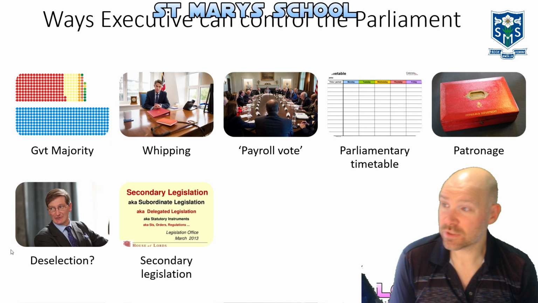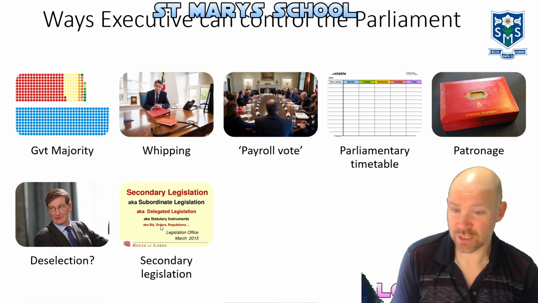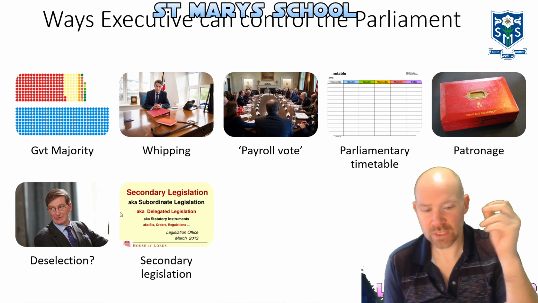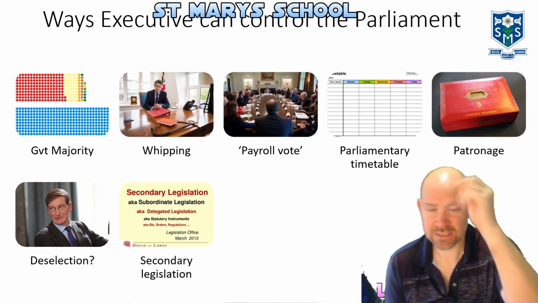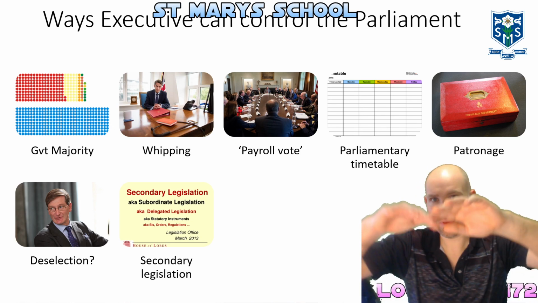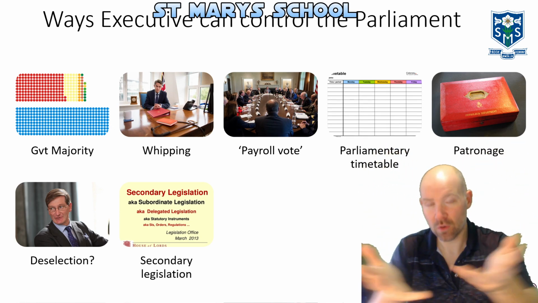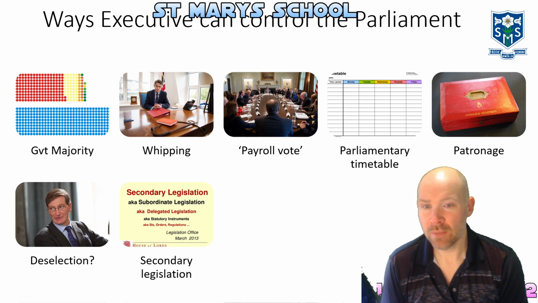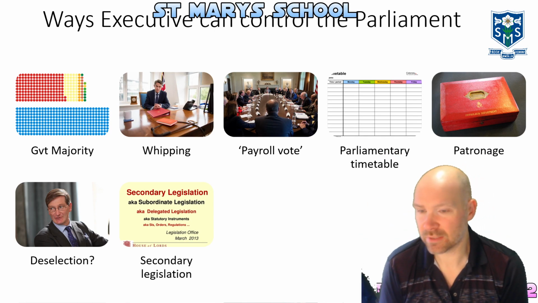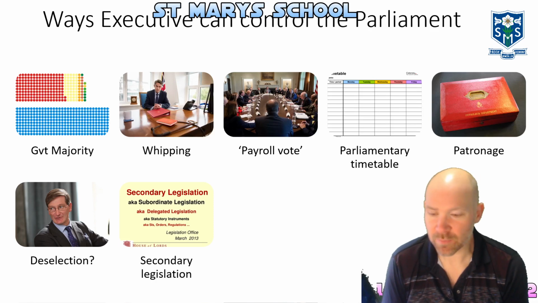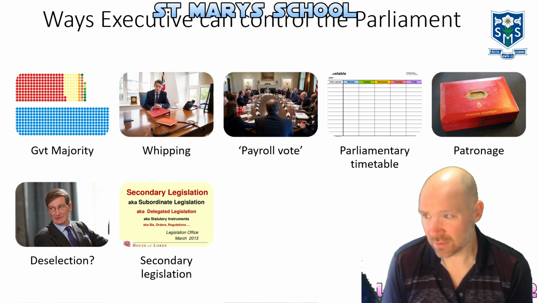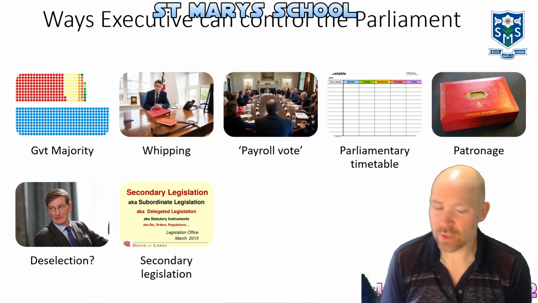So the government uses something called secondary legislation, sometimes known as a statutory instrument, which tweaks the existing legislation and makes minor changes to it, keeping within the flavour of the initial primary legislation, but making minor tweaks, such as changing which particular drug might be illegal, or adjusting a speed limit, or something like that. However, it is unclear exactly when it can be used and when it can't be used.